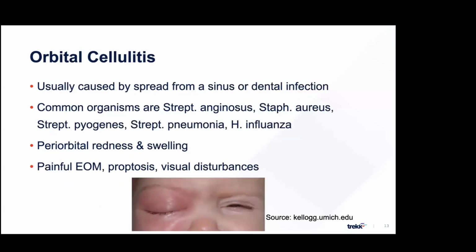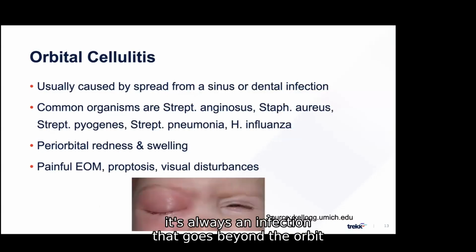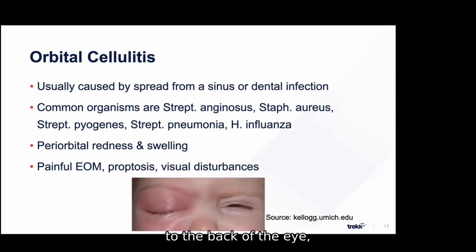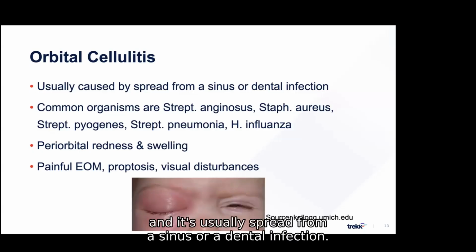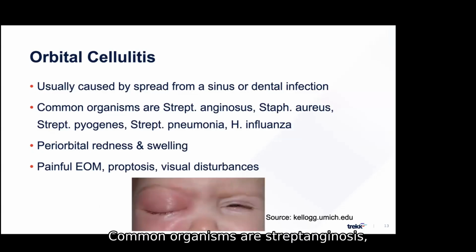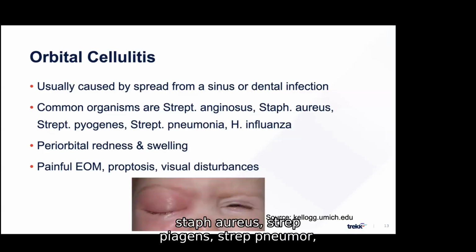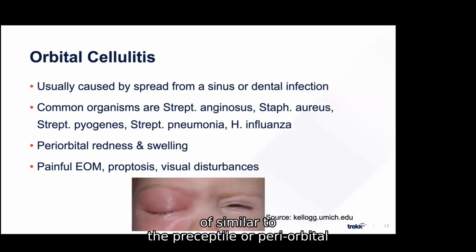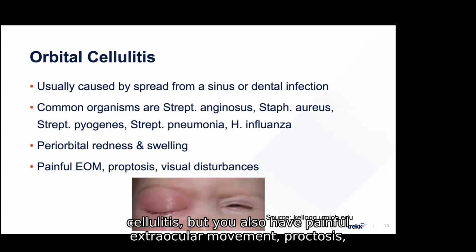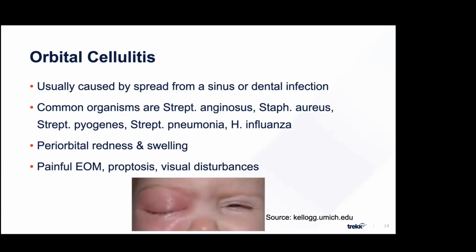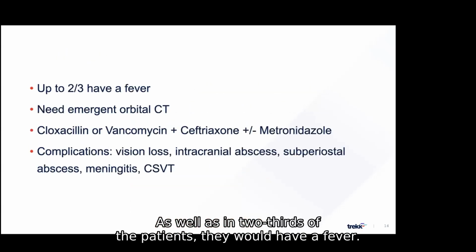Orbital cellulitis is an infection that goes beyond the orbit to the back of the eye, and it's usually spread from a sinus or a dental infection. Common organisms are strep anginosus, Staph aureus, strep pyogenes, strep pneumo, or H. influenzae. You'd see periorbital redness and swelling, similar to the preseptal or periorbital cellulitis, but you also have painful extraocular movement, proptosis, and visual disturbance, as well as a fever in 2/3 of the patients.